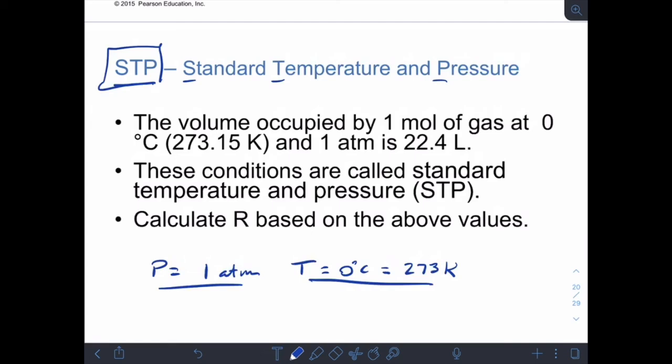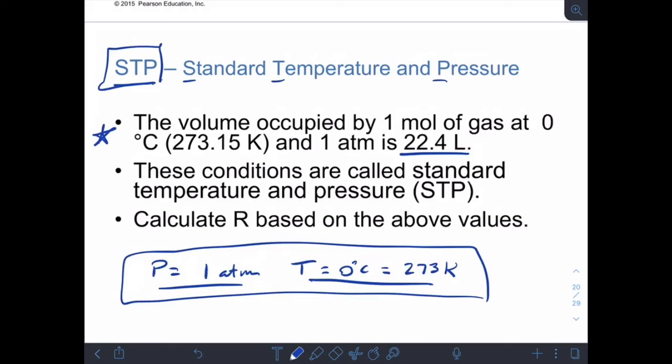Now, a convenient thing is that 1 mole of gas at STP, looking at this first bullet point, occupies 22.4 liters. This is a useful thing, but I also kind of want you to forget it. I want you to focus on what STP means, because it's entirely too easy for students to use that first bullet point in places where it's not appropriate. That 22.4 liters only applies when you have 1 mole of gas. That's extremely important to remember.